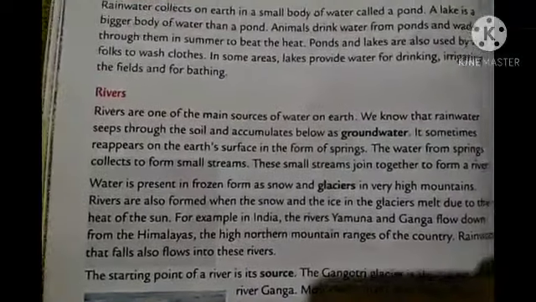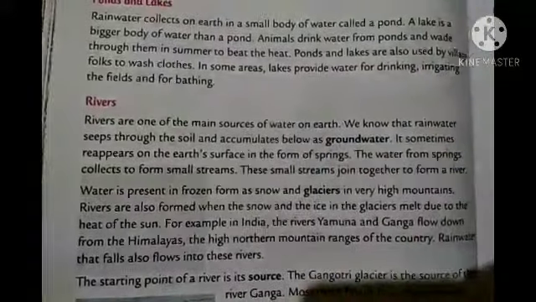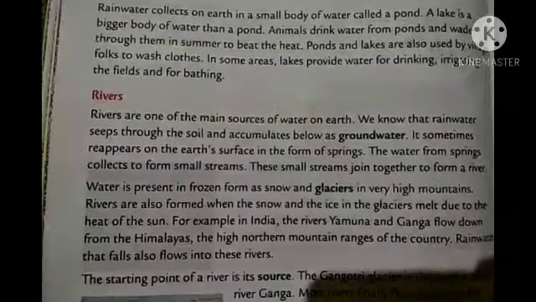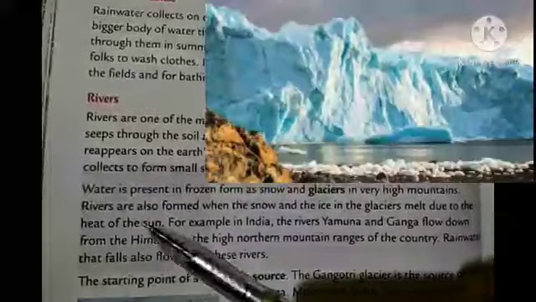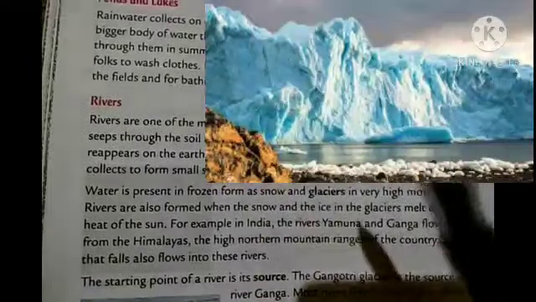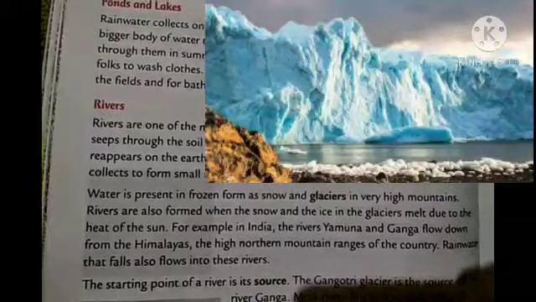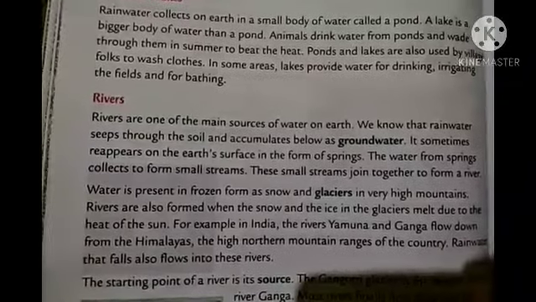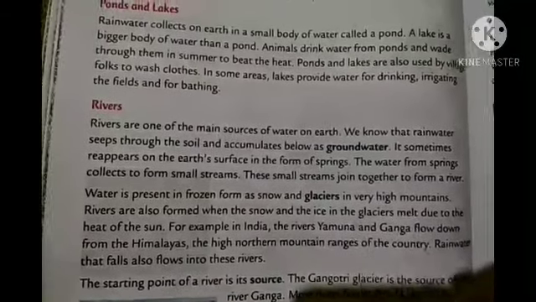In our India, we have some rivers like Ganga and Yamuna. You can see rivers flowing water, no? So where is that water coming from? The Himalaya. In the Himalaya, water is present in the form of glaciers and snow, and due to the heat of the sun it melts, and the water comes through the rivers Yamuna and Ganga. It flows down from the Himalayas. And what is the Himalayas? The high northern mountain range of our country. There the water is present in the frozen form.